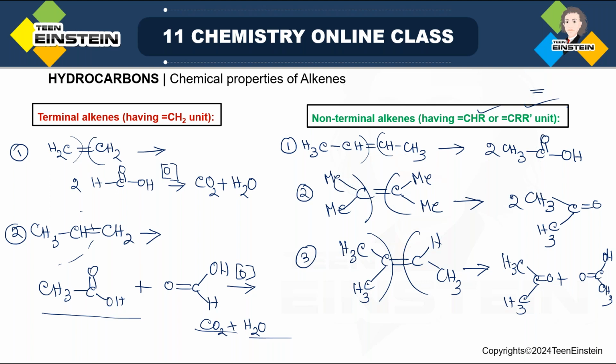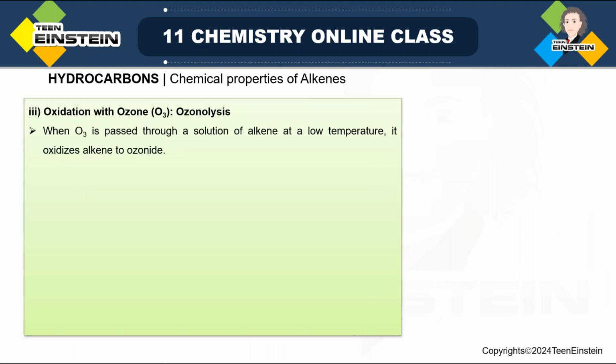Next reaction we will go, which is very important. Oxidation with ozone. Ozone means O3. Total 3 oxygen atoms are there. It is called ozone. And there are many steps. If you consider all the steps together, we call it ozonolysis. Okay. So what we do here, O3 gas is passed through a solution of alkene at a low temperature, and it oxidizes alkene first to ozonide.